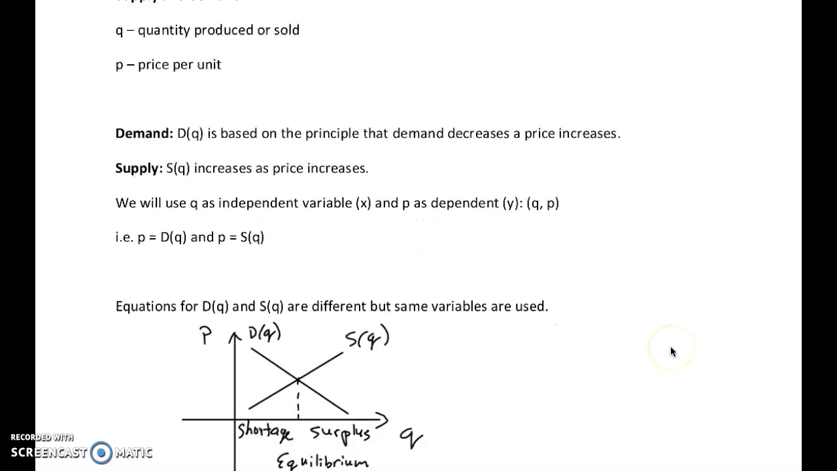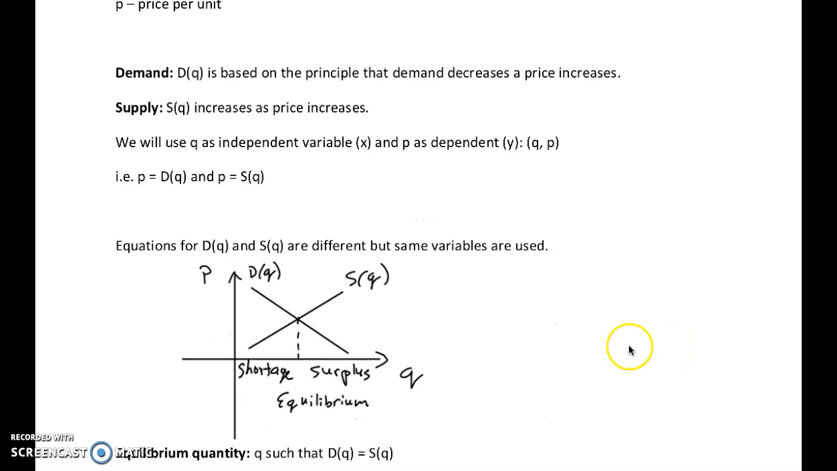All right. Let's go ahead and look at a graph here. And so here we have demand. So as our price increases, the demand goes down. So where they meet is actually our equilibrium point.